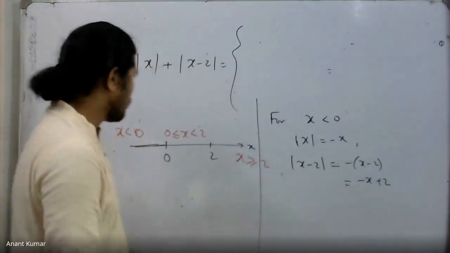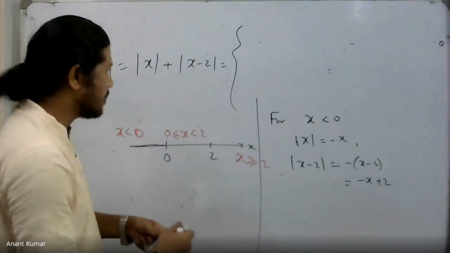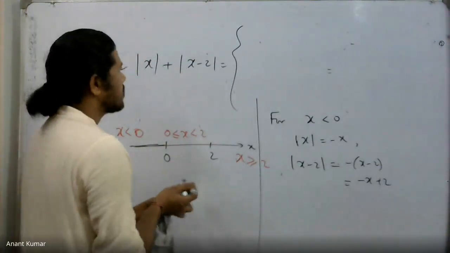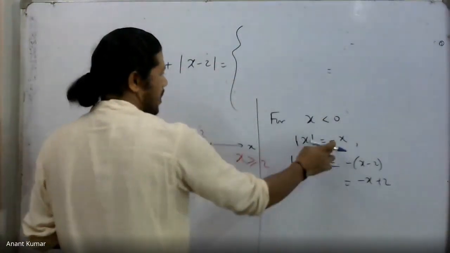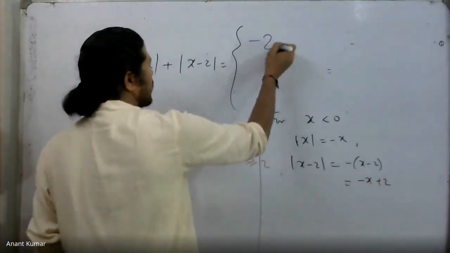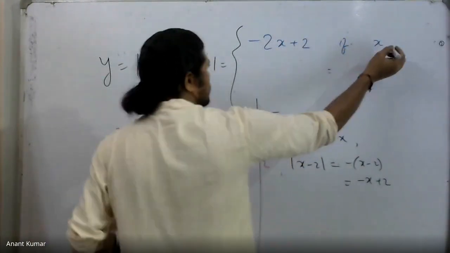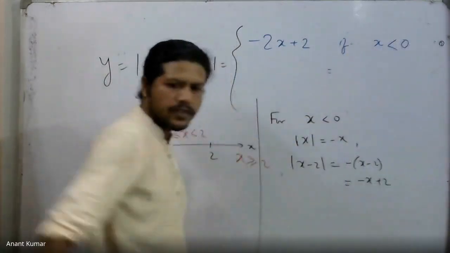Okay. Now coming back, I said that for this left part, for x negative, the definition turns out to be minus 2x plus 2 if x is negative. Now is it visible, Tamogna?